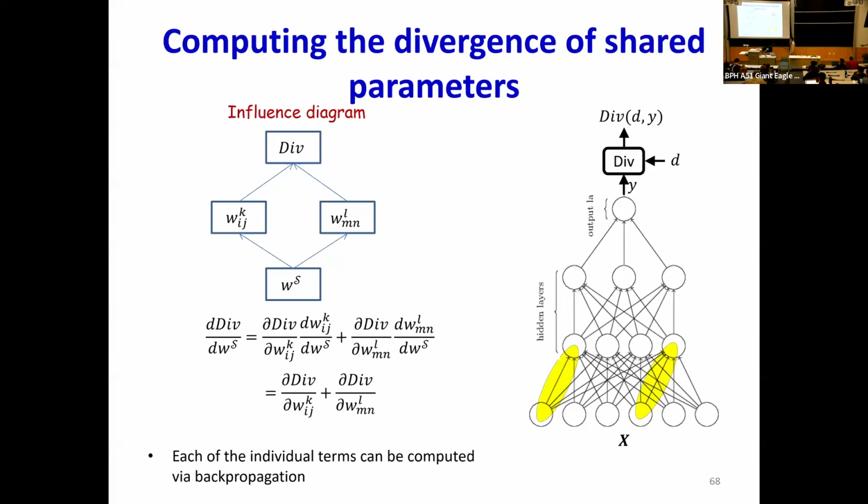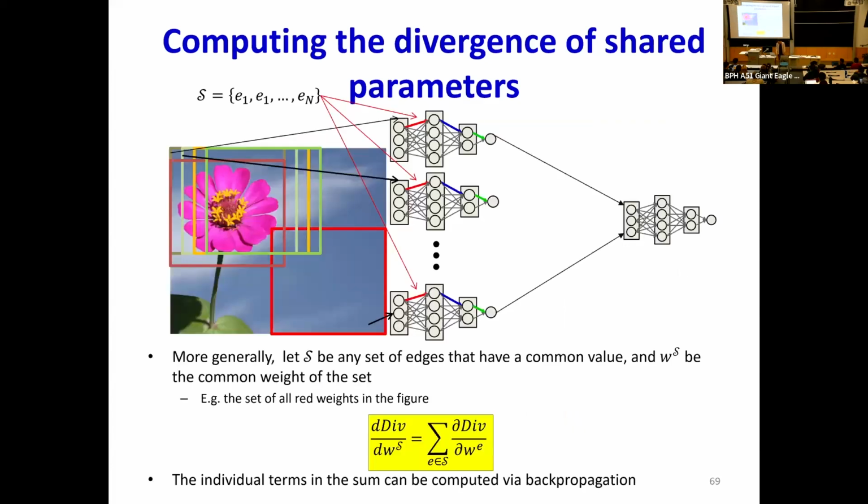So in other words, the derivative of the divergence with respect to this common term is simply going to be the sum of the derivative with respect to Wijk and the derivative with respect to WLMN. That makes sense? So in general, if you have a bunch of parameters which are all supposed to be identical, then the derivative with respect to the common value is simply the sum of the derivative with respect to all of the individual elements in the set that are supposed to have the common value. Okay? There's a lot of text on the slide. I'm just saying it in fewer words.